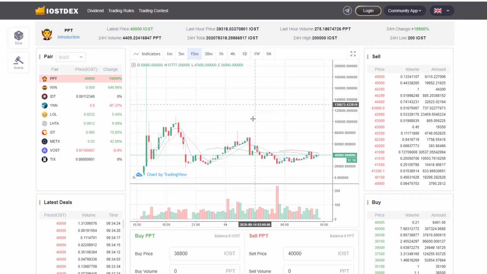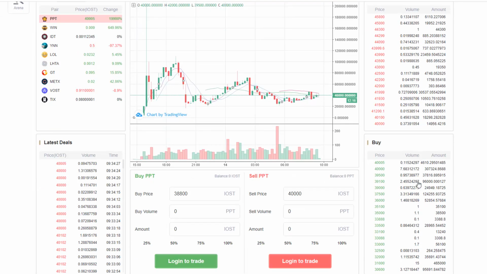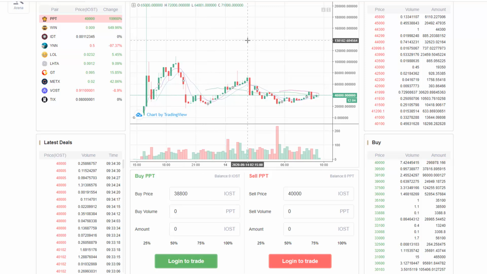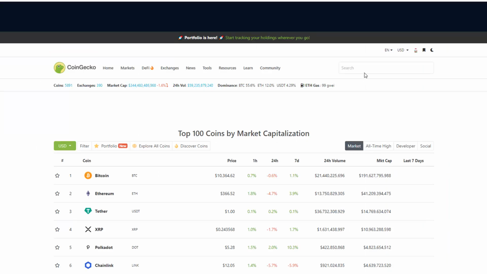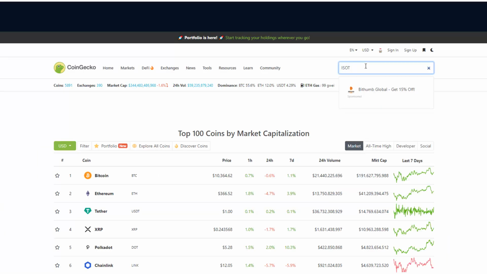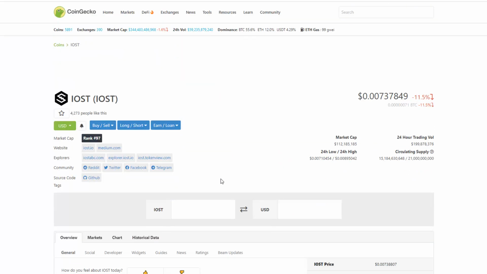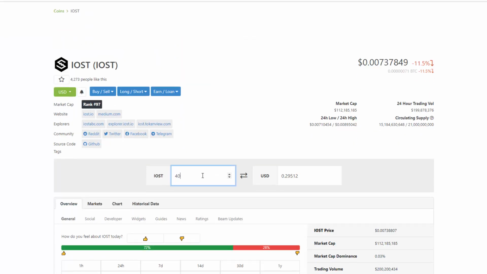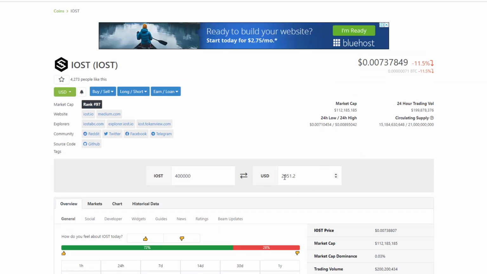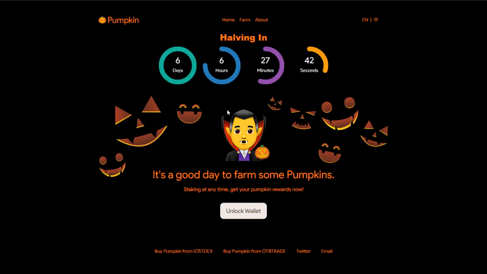But we just don't know what's going on with this. They could just be pumping it. So this is 1 PPT is 38,800 IOST. That's a shitload. So if we just go to CoinGecko and just put IOST. So what are they saying? So 40,000 for 1 PPT. So it's 2,951 for 1 PPT. Apparently this is making 300%, but just, guys, highly sketchy, guys, highly sketchy. I wouldn't dabble in this stuff. But anyway, you guys can do what you want with this information, okay?